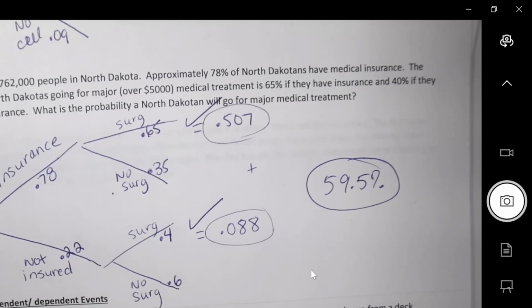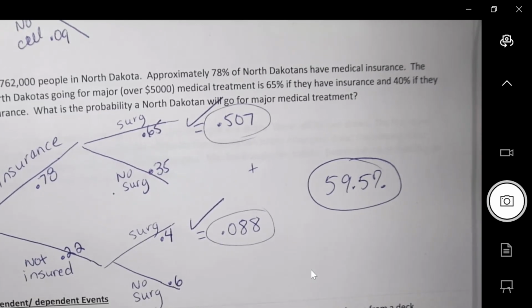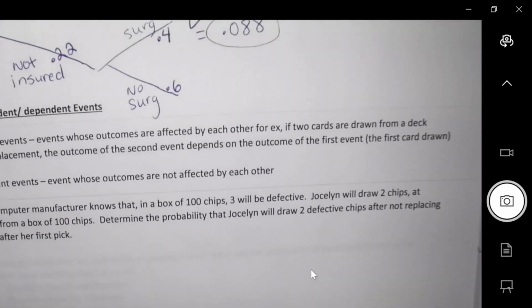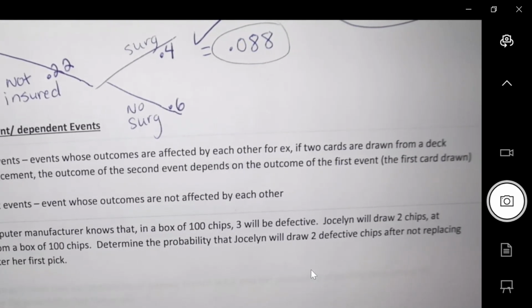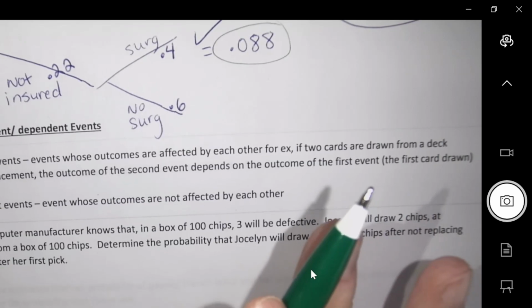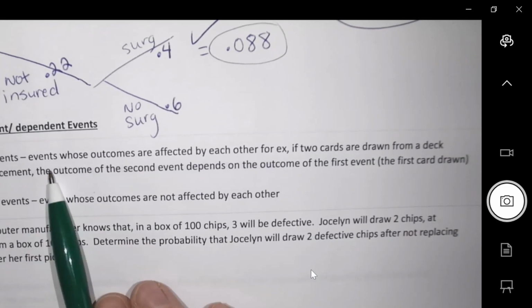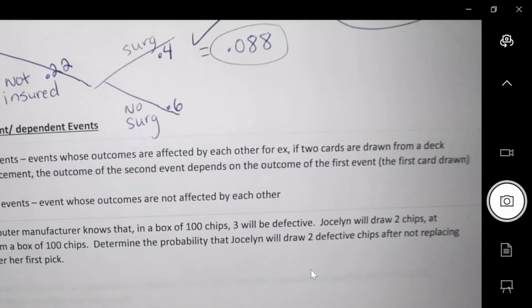So there's a 59.5% chance that someone will go for surgery, whether they're insured or not. Okay? So use these diagrams, that's very helpful. Okay, so then 5.6 is independent events. So dependent events affect each other, and independent events don't affect each other, they don't rely on each other.